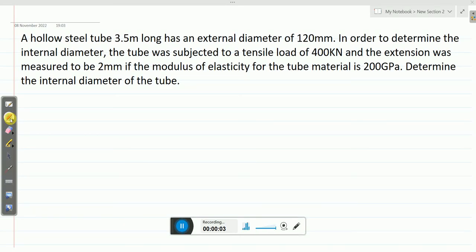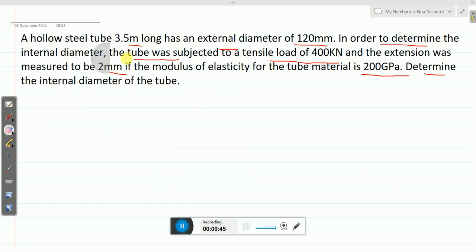So okay, next problem. A hollow steel tube 3.5 meter long has an external diameter of 120 millimeter. In order to determine the internal diameter, the tube was subjected to a tensile load of 400 kilonewton and the extension was measured to be 2 millimeter. If the modulus of elasticity for the tube material is 200 GPa, determine the internal diameter of the tube.